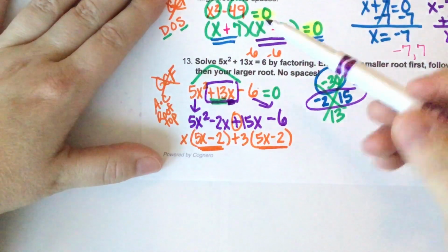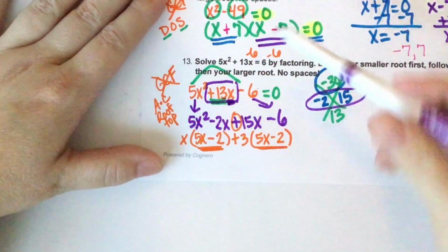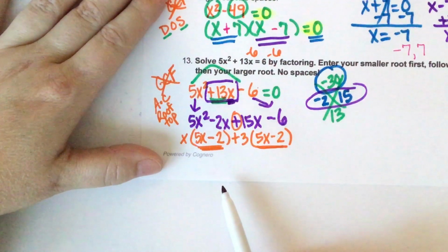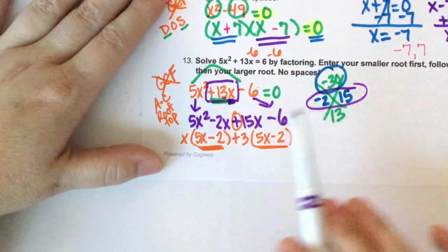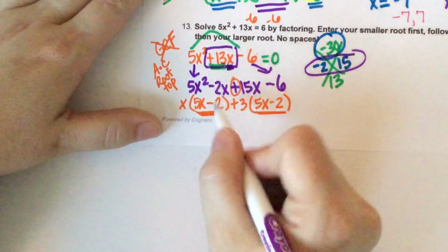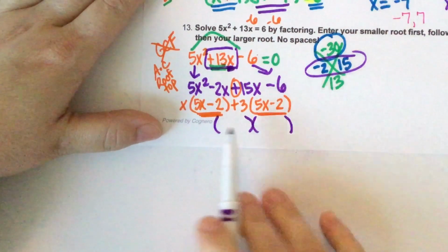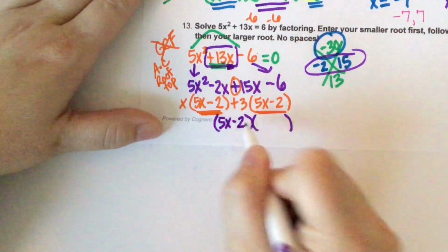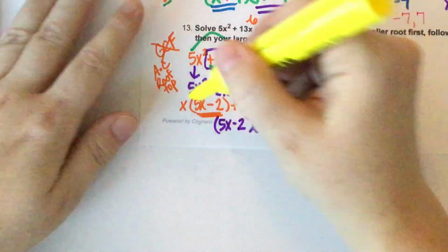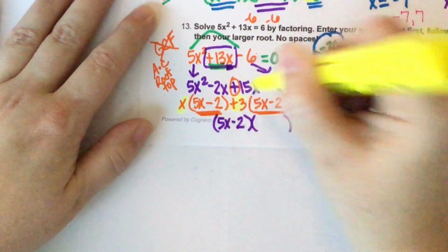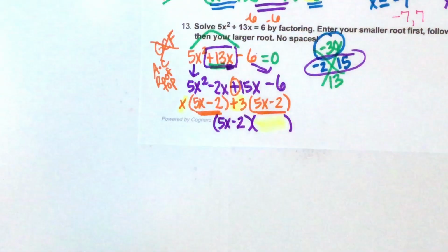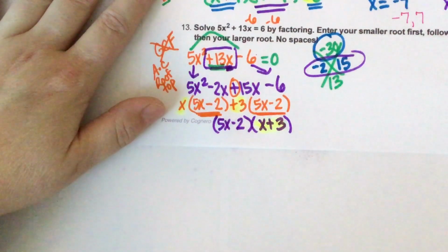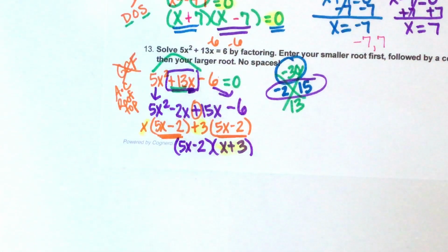Now let's just make sure it works, because this needs to distribute to give me what I see above. So let's see. Does 3 times 5x make 15x? Yes. Does 3 times negative 2 make negative 6? Yes. Okay, so I'm going to build my 2 set of parentheses. Whatever was in both of those parentheses, you write it one more time. And then whatever's left over, which is the guy in the front and the guy in the middle, you write in the other set of parentheses. So x plus 3.